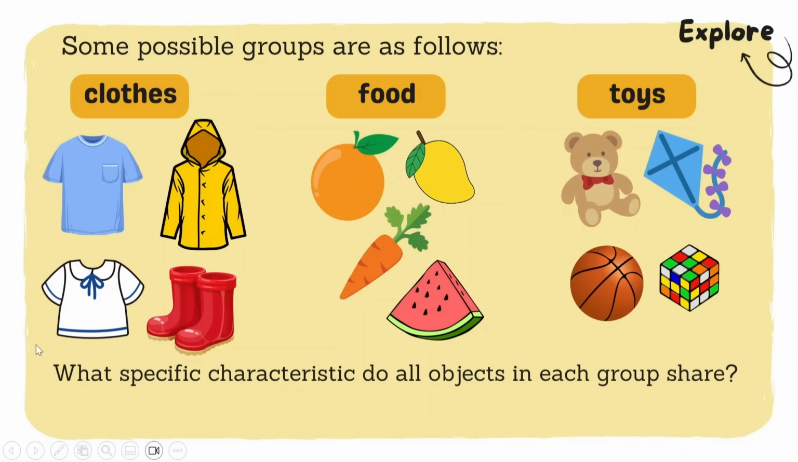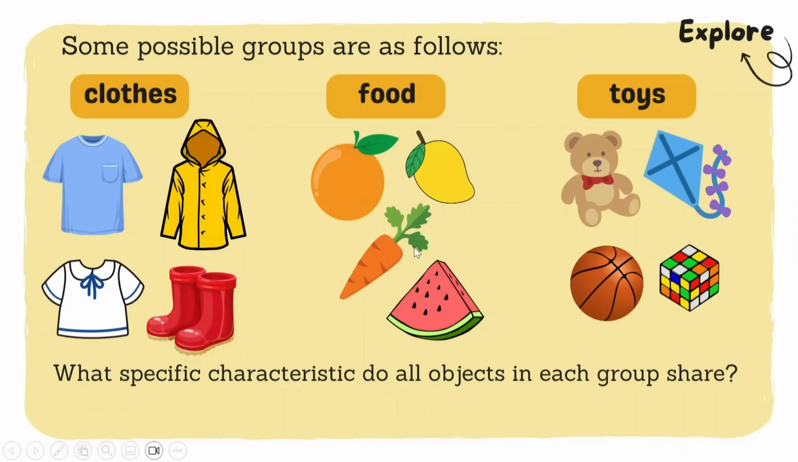Okay, for example, in our first group, what characteristics are here? So, these are all clothes, things that we wear. Okay? Whether it is for summer or rainy season, no? Or for school or for outside the house or inside the house. So all of those have a common characteristic. It's something that we wear.